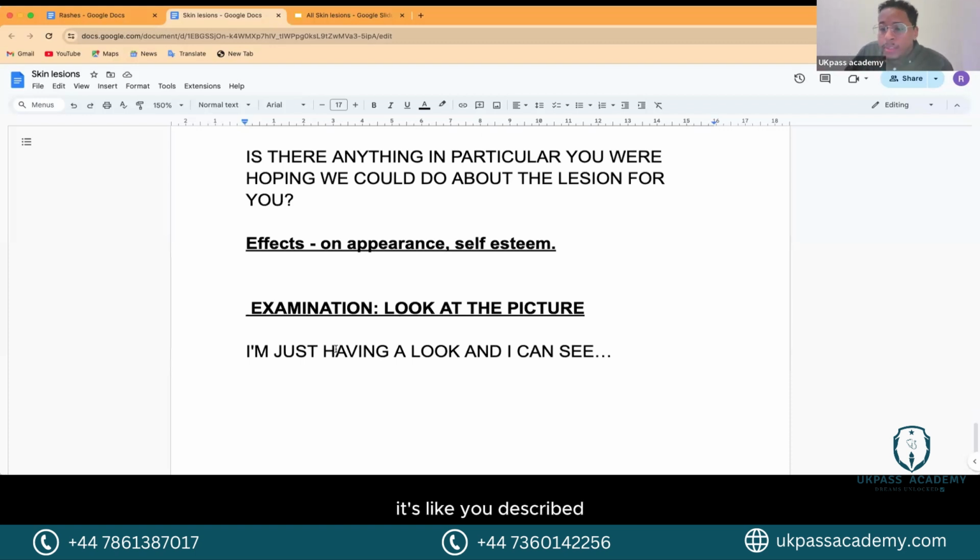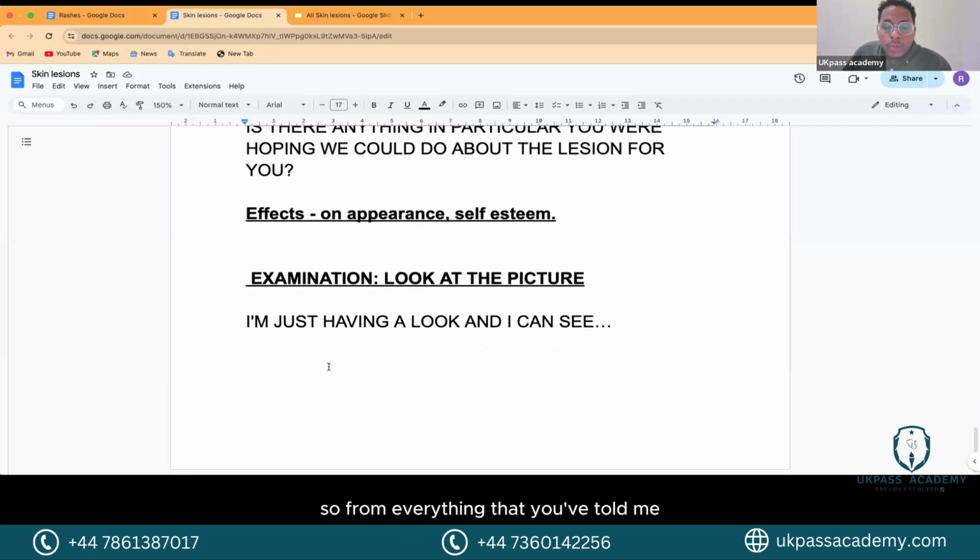It's like you described. You mentioned that it's got regular borders. Yes, I can see the size. Okay, so from everything that you've told me and having a look at the picture, I suspect that the cause of your lesion is A, B, C.